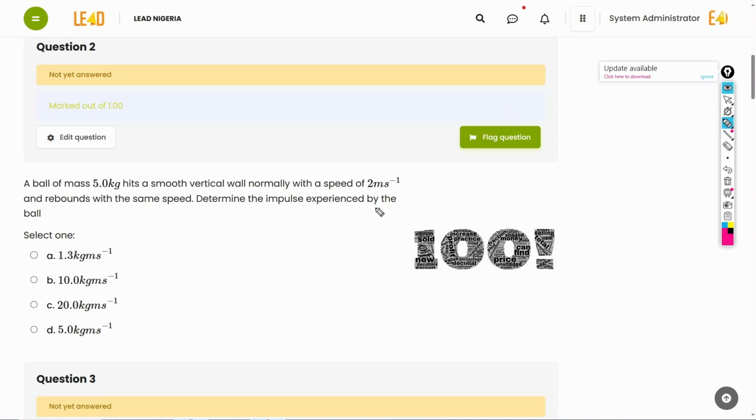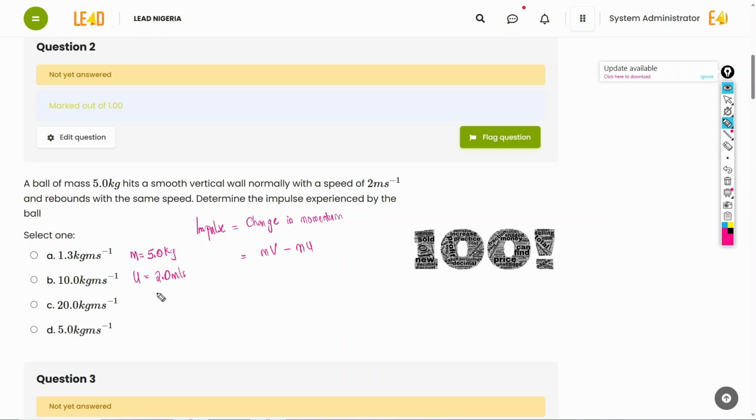Okay, so we're going to use a formula that says that impulse is equal to change in momentum. Okay, so impulse will be equal to change in momentum, which is mv minus mu. So let's drag out our variables. We have our mass as 5.0 kg. All right, we have our initial velocity. Let's call that 2.0 meters per second.